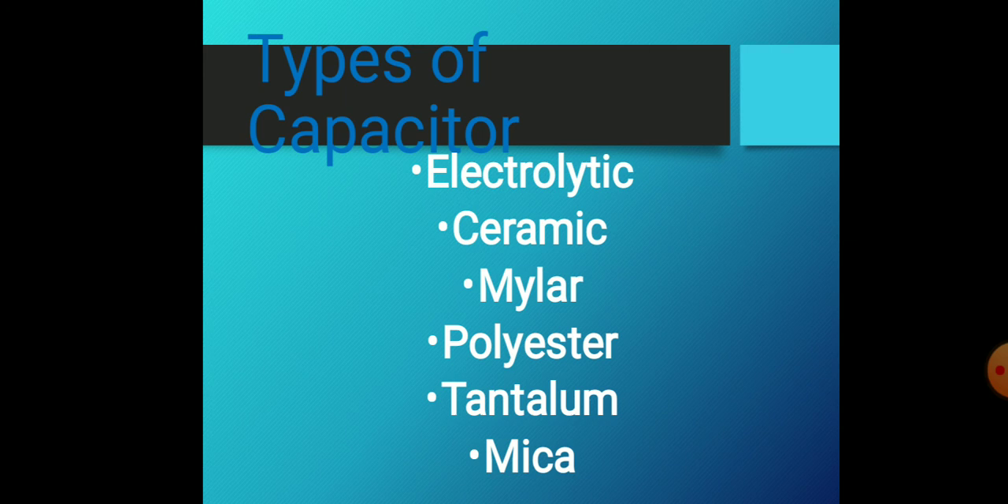Next, these are the types of capacitors. We have 6: electrolytic, ceramic, mylar, polyester, tantalum, and mica. These capacitors are usually non-polarized except electrolytic and tantalum. Electrolytic and tantalum capacitors are polarized, meaning they have positive and negative and they must be connected properly. The rest are non-polarized, meaning there is no positive or negative. Just like resistors, they are non-polarized.